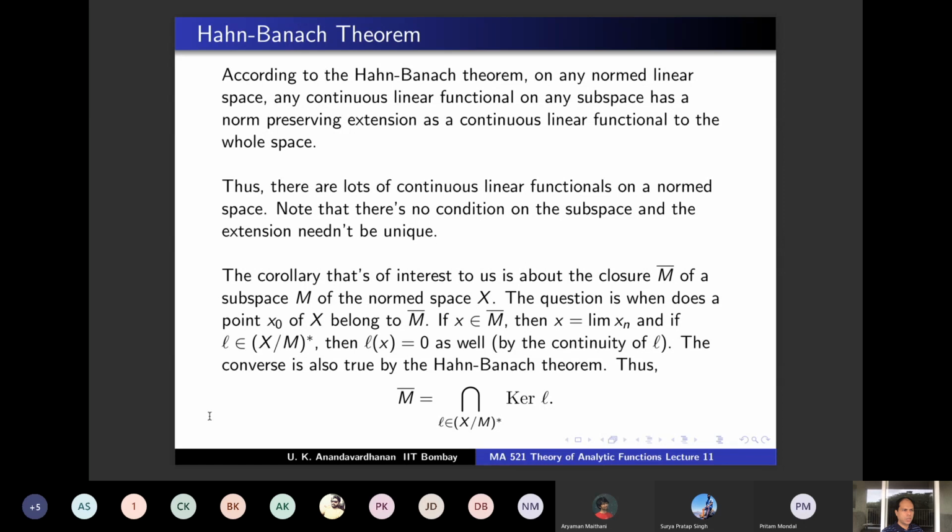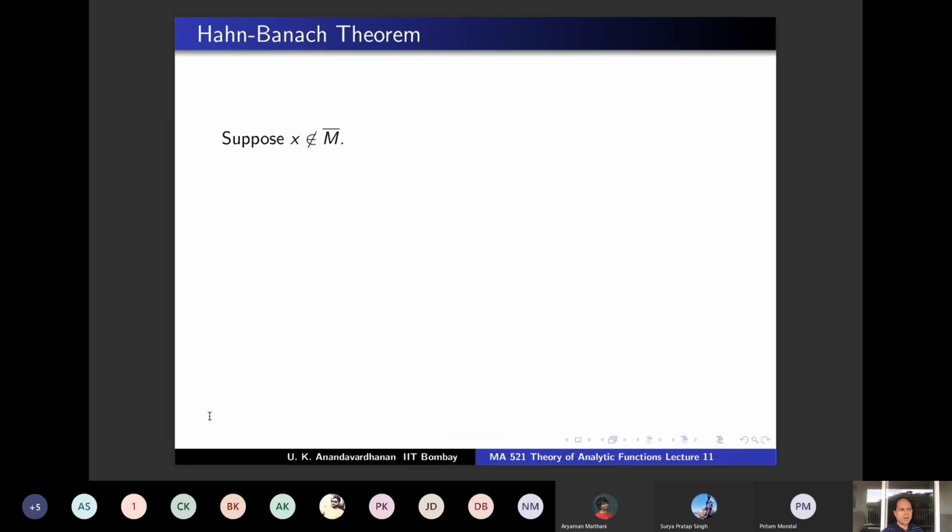Not in this intersection means it's not in the kernel of L for some such L. So, given a point outside M bar, we have to cook up an L which is identically 0 on M, such that L of x is non-zero. This is what we will do by the Hahn-Banach theorem. So suppose x is outside M bar, and what does this mean? x is in M bar means any neighborhood contains a point of M.